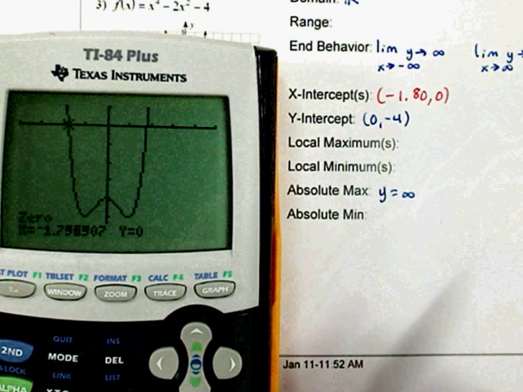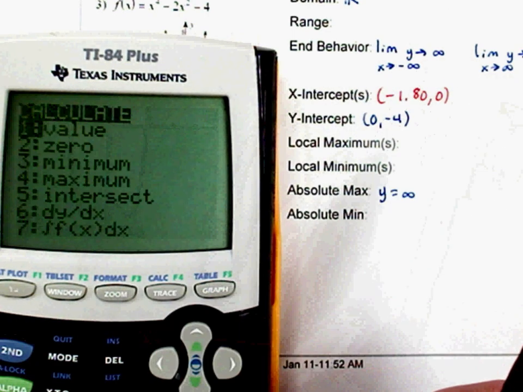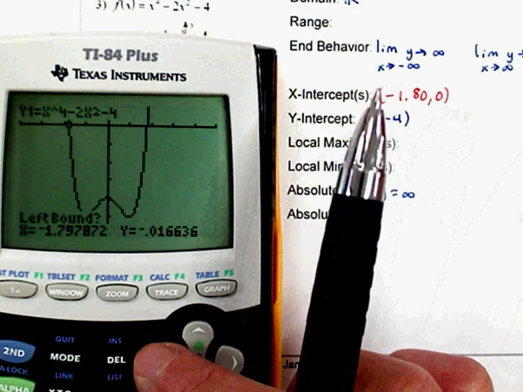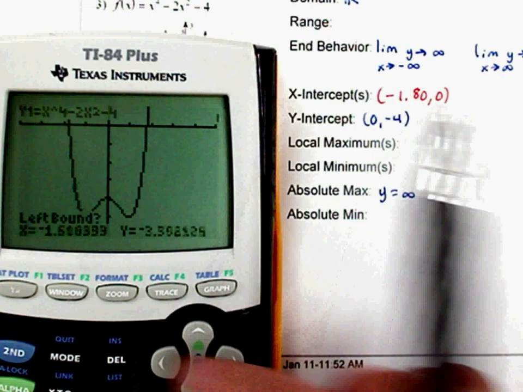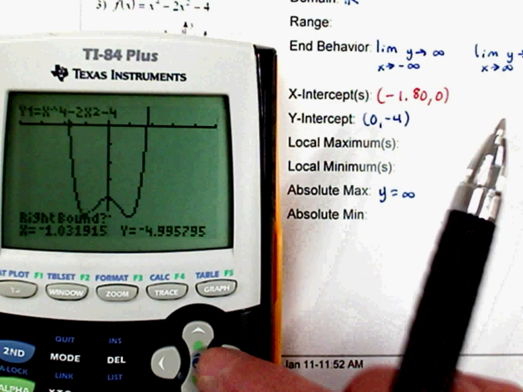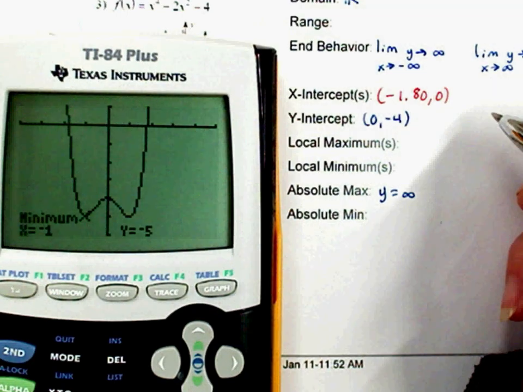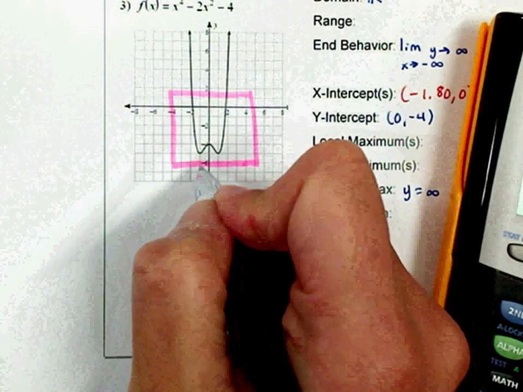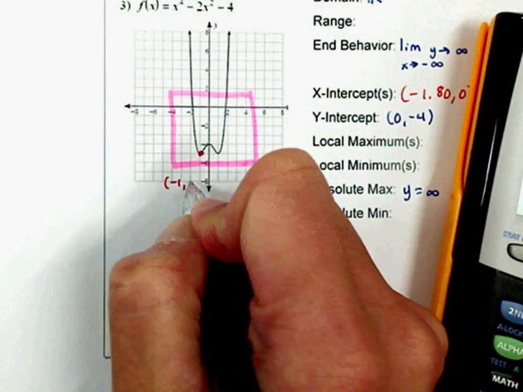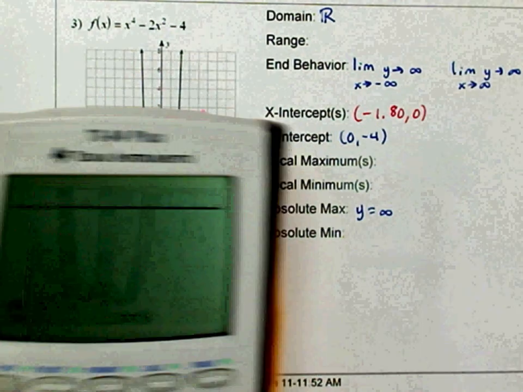Now we're going to do the minimum. I'm just going to go in that order. Second calc, minimum. There's your minimum. Go to the left. Enter. Minimum. Go to the right. Enter. And what is my minimum? -1, -5. And I'm going to write it in here just in case my other one doesn't work. Okay? Because I don't know if it's a local minimum or it's an absolute minimum.